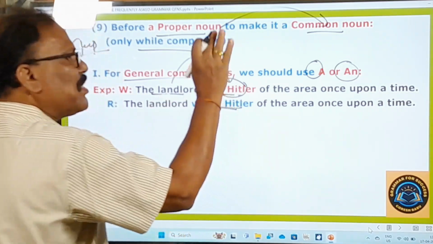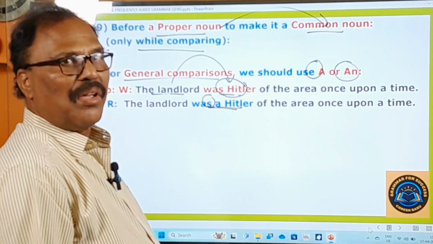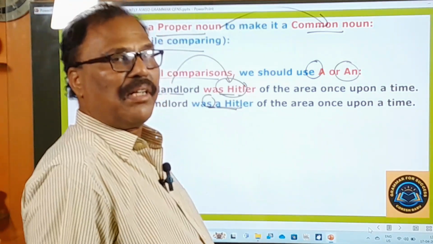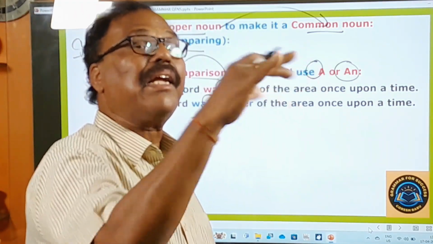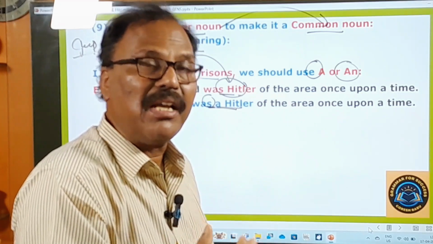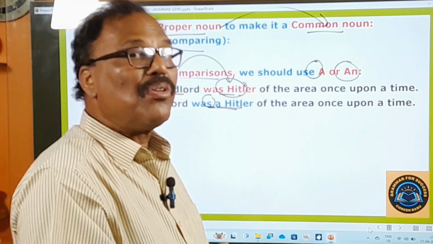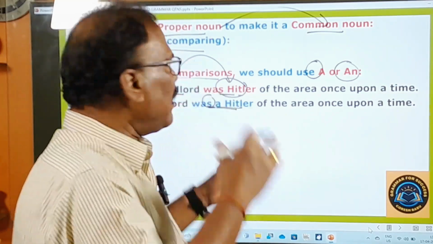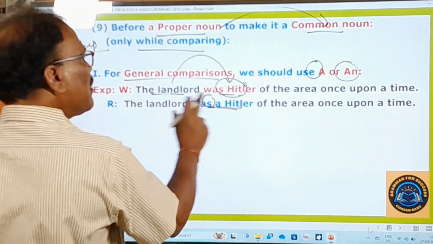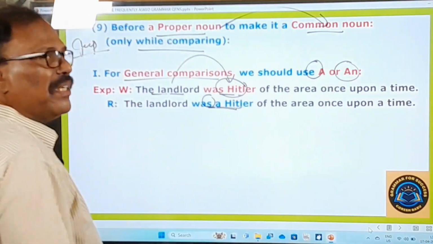The landlord was a Hitler. Mr. X is a Hitler. That man is a Hitler. Hitler means he behaves like a Hitler. What kind of man was Hitler? Hitler was a very cruel and merciless man. So he was also like that. That is the meaning it conveys. And therefore, the landlord was a Hitler of the area once upon a time.